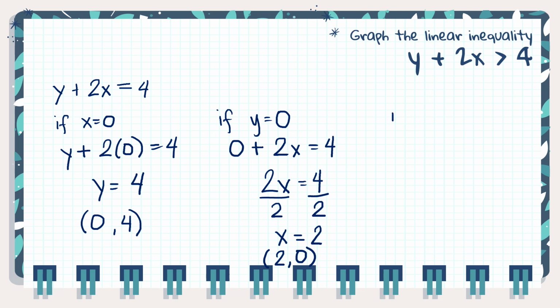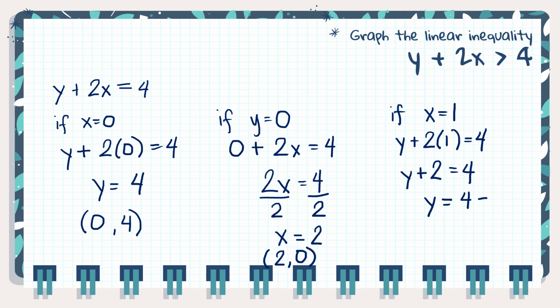To verify, let us have our third point. Say, for example, x is equal to 1. If x is equal to 1, we have y plus 2 times 1 is equal to 4. 2 times 1 is 2. So we have y plus 2 is equal to 4. By applying the APE, we have y is equal to 4 minus 2, and 4 minus 2 will give us 2. Therefore, our third point is 1, 2. Now we can graph our linear inequality in our Cartesian plane.